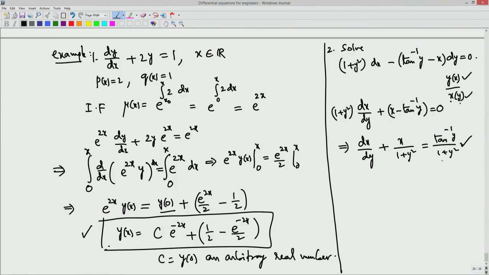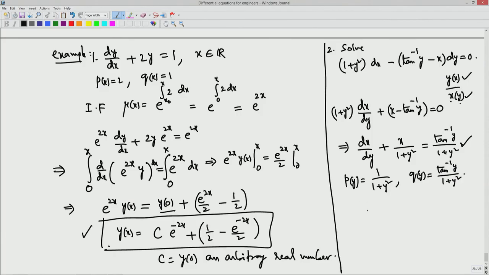So now this is linear. Now this is the linear equation, dx by dy. In the place of x you have y. Okay, the linear equation, how was it earlier? dy by dx plus p(x) y equal to q(x). Instead of x you have y now. So this is the linear equation. P is 1 by (1 plus y square). It is not p(x), it is going to be p(y) here. Instead of x you have y. Q(y) is tan inverse y by (1 plus y square).